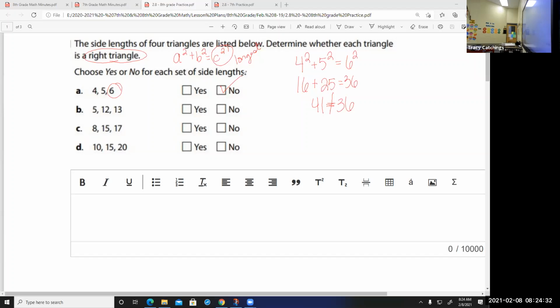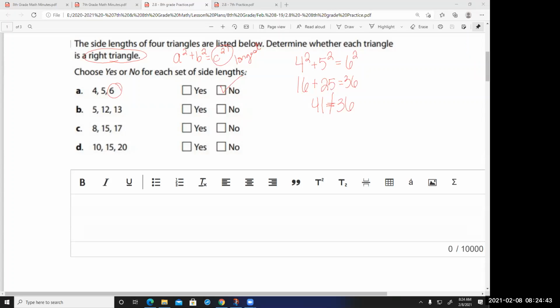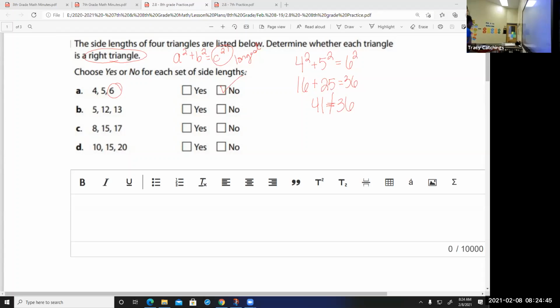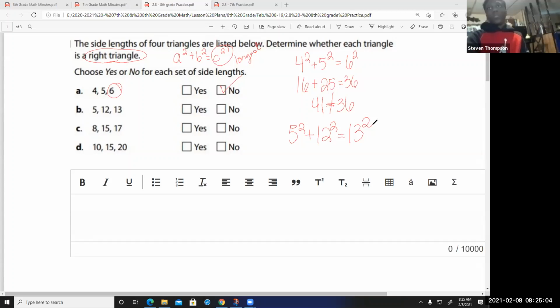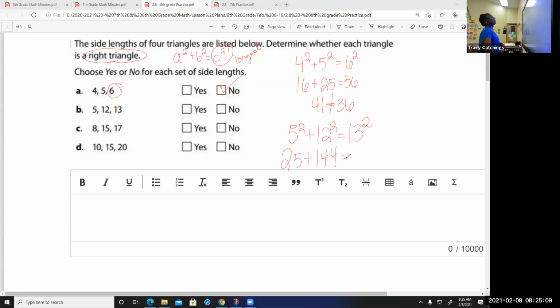All right, let's try B. For B, which would be C? Which is the longest? 13. 13 would be our C. So we're going to substitute it into the equation again. So that means we'll have 5 squared plus 12 squared, trying to prove it's 13 squared. What's 5 squared? 25. 12 squared. 144. 13 squared.